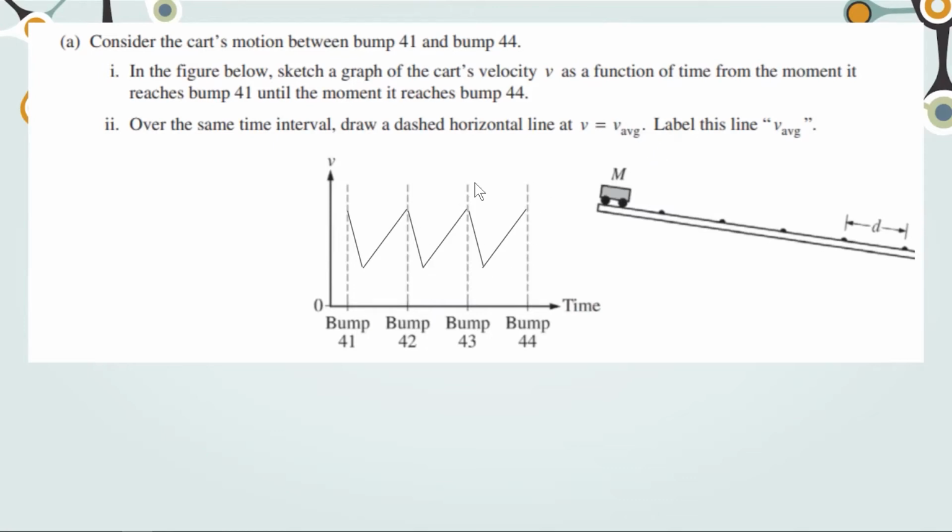Now our average speed would simply be the average speed of this entire duration, which would be aligned somewhat in the middle. So this line here is the average.